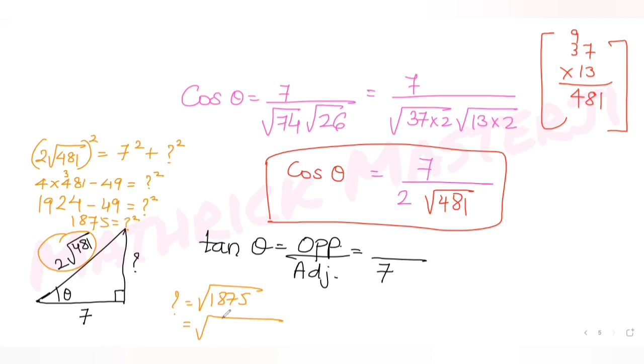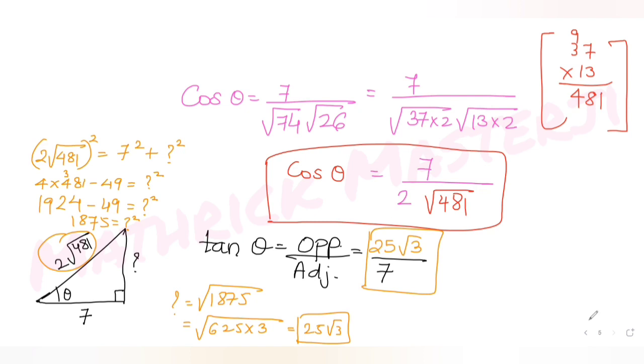And if I try to divide it, I can divide it by 3 as 625 into 3. Square root of 625 is 25 root 3. So you get your opposite side. It's a multiple of 25 root 3. And the adjacent side is a multiple of 7. So if I write x both sides, this x and x gets cancelled and you're getting this ratio.